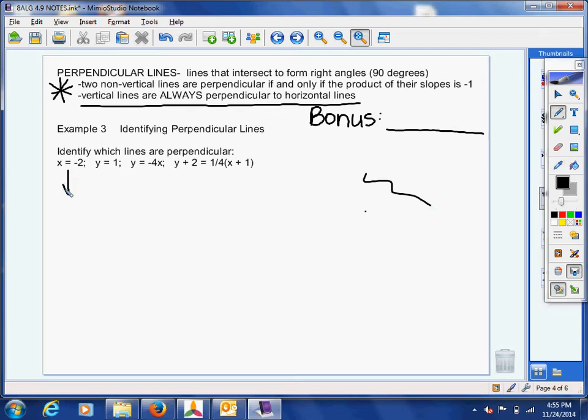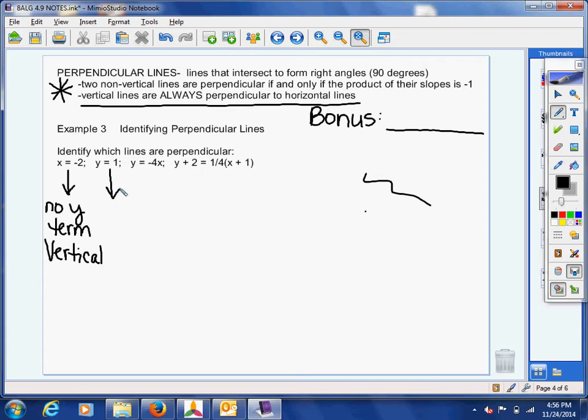So let's start right here with x equals negative 2. Special line. You know why I know it's special? Yep, because there's no y term. Now what kind of line has no y term, which means it never crosses the y-axis? If you said that's a vertical line, you're exactly right. So that's a vertical line running through negative 2 on the x. What that means is no matter what y is, x is always going to be negative 2.